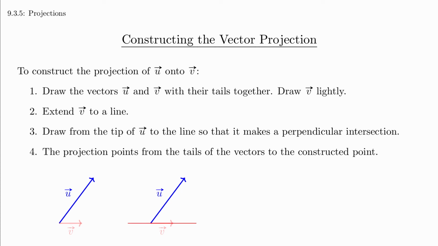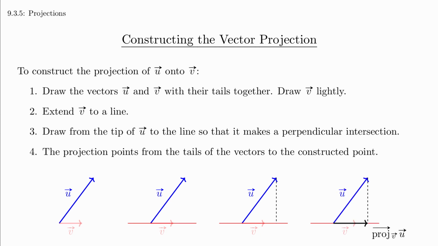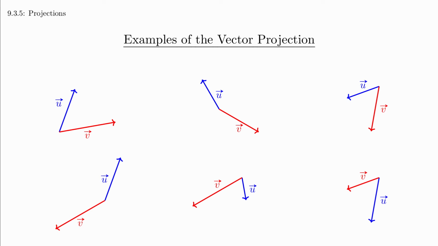Then extend the vector v into a line. Draw a line from the tip of u to the line you just drew so that the two parts are perpendicular to each other. The projection of u onto v is the vector that points from the tails to the point of intersection. Here are some pairs of vectors u and v.